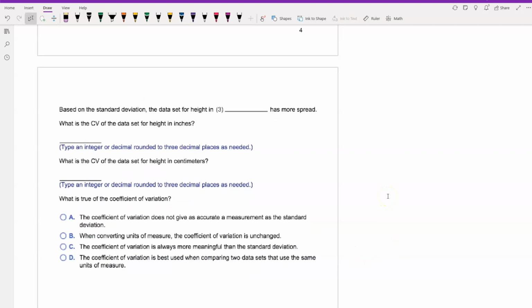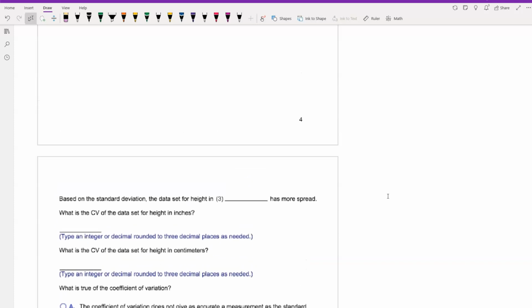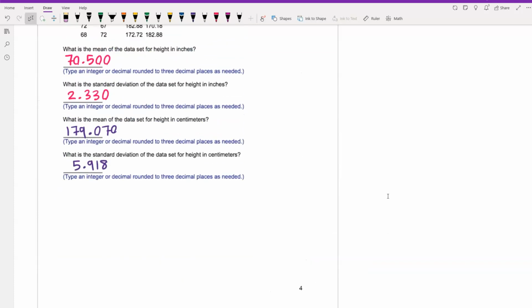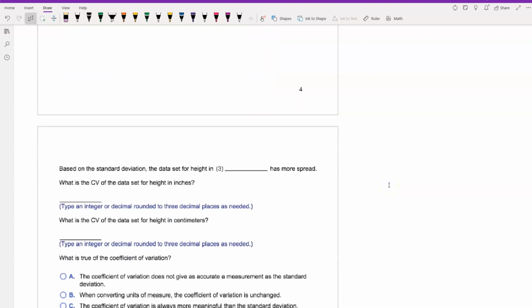So based on standard deviation, which one has more spread? So standard deviation, compare these two numbers. The one that we have for centimeters is 5.918, and that is greater than what we have for inches. And here again it's asking for which one has more.